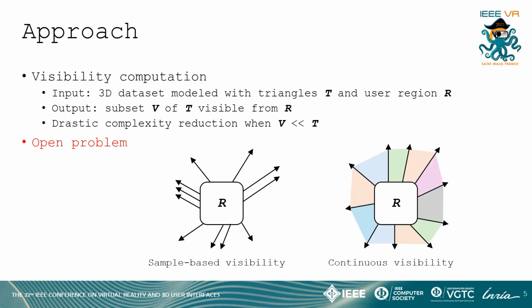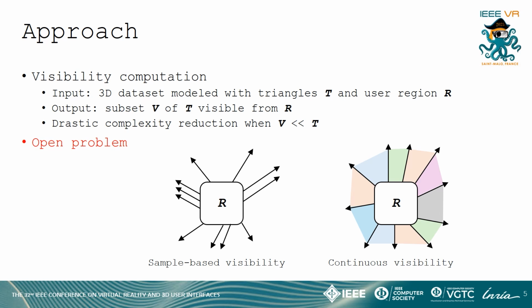Unfortunately, visibility is a problem despite decades of research. Here to the left, you see one approach, which is sample-based visibility. You see the user region R, and a sample-based visibility algorithm will shoot these visibility rays, will trace these visibility rays to find visible triangles in a data set. Invariably, there will be some triangles missing.